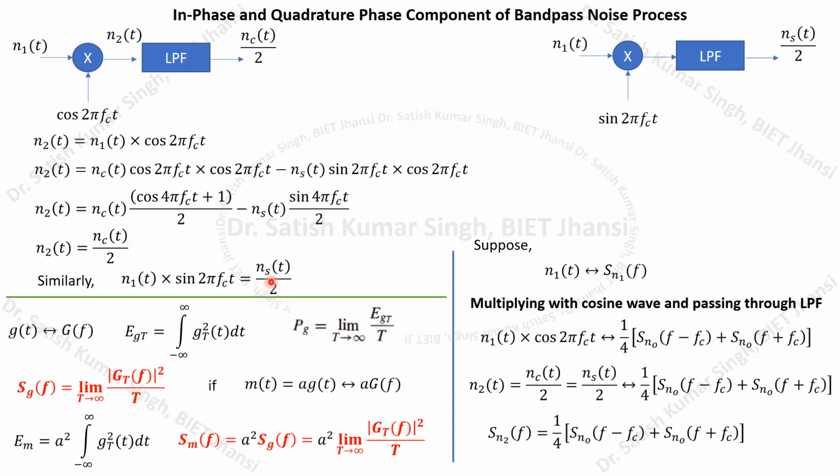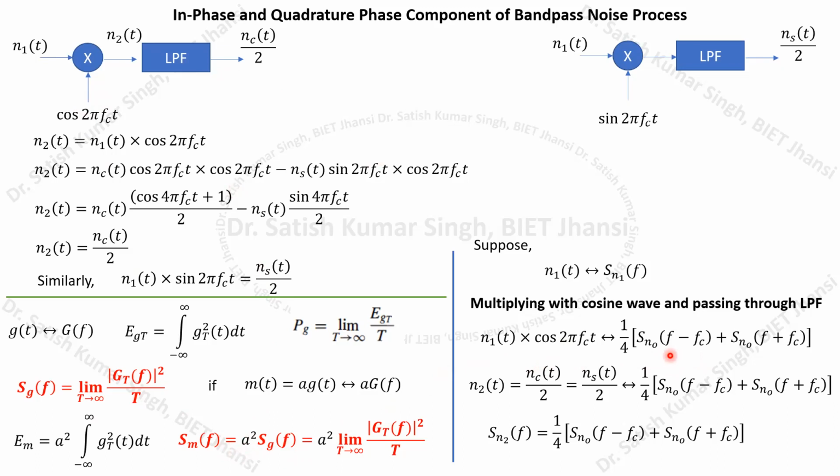So what we have done to obtain this N_c(t) by 2 is we are taking this N1(t) and multiplying it with the cos 2 pi f_c t. And after that, we are passing it through the low pass filter. Because we have to follow this particular relation, it is a square. And therefore, if we multiply the N1(t) with the cos 2 pi f_c t, first it will be a shifted version of your original spectrum.